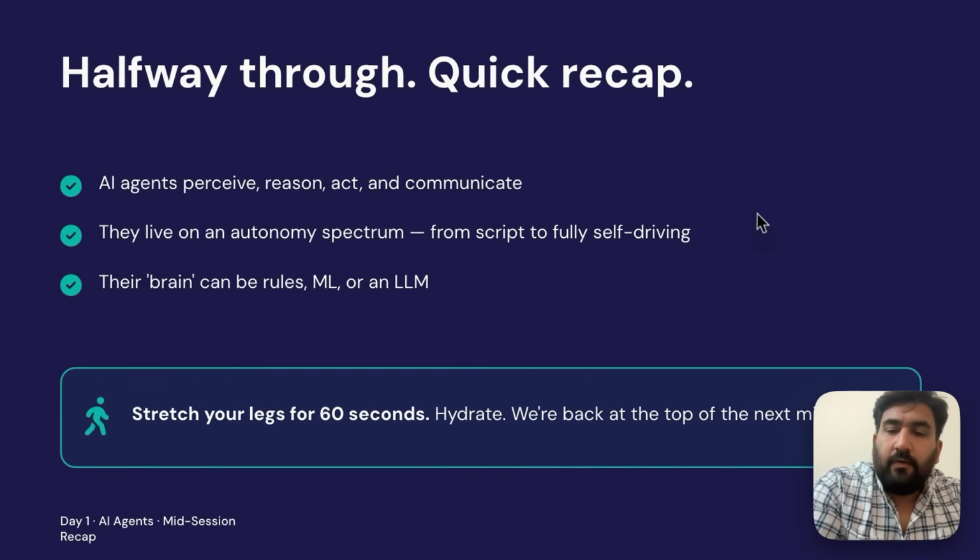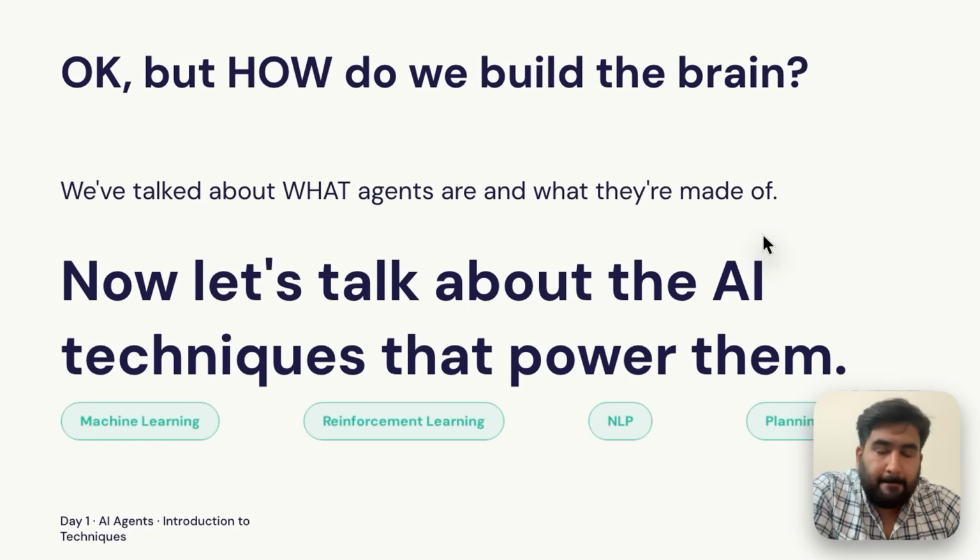All right, welcome back everyone. So till now, we have looked at the anatomy, the four components, the loop. We have not really talked about how the brain inside the agents actually works. Okay, what they learn from experience, how they reason through a complicated job. So this is what we're going to talk about now.